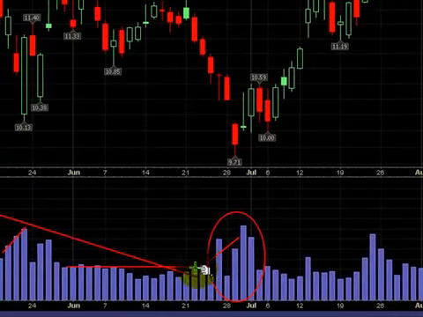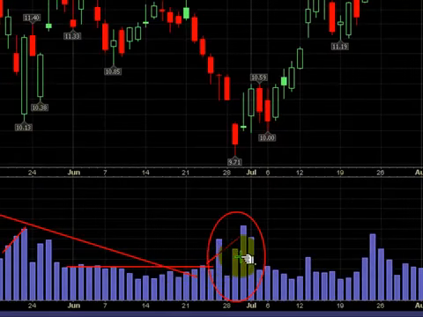But we can see here through repeated patterns, and this is only over several months, the same patterns repeat over and over again, where we see volume come in near a bottom and the volume spike reverses the stock either into a brief rally or into a long-term reversal.